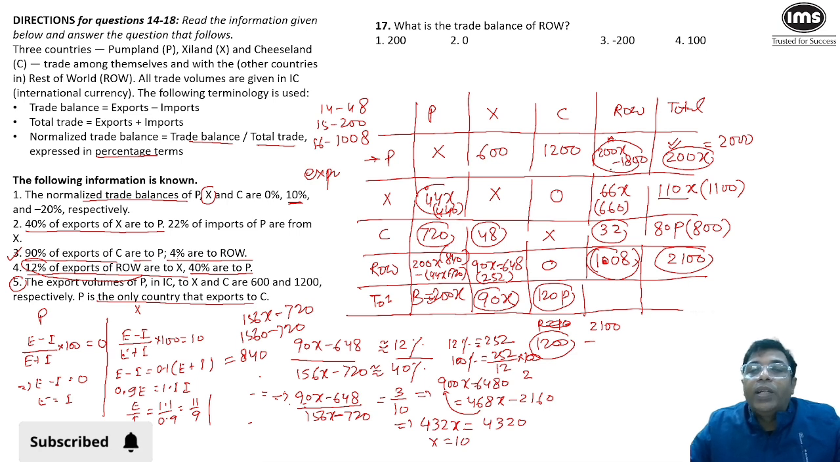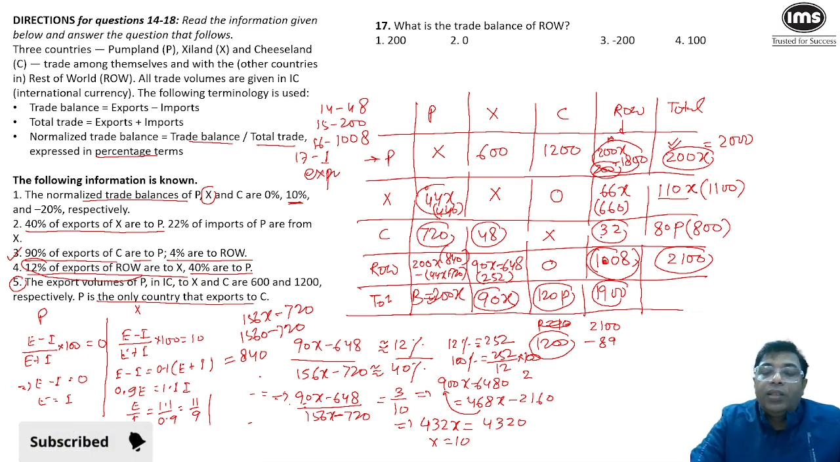Import I can calculate by adding these values: 200, 660, and so on. So we can calculate the trade balance of ROW, and that will become how much? This value is coming to be 1900. This value is coming to 2100. So the positive balance is 200. So option 1 is going to be the correct answer for this one. You add this value. So I think this value comes to 1900. This is 2100. So I think the trade balance is 200.